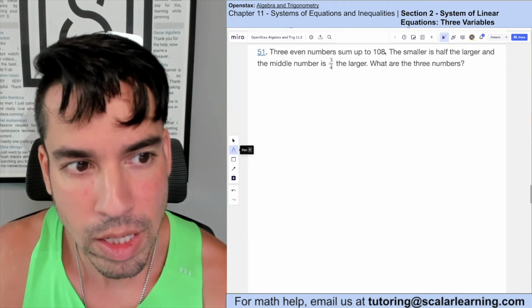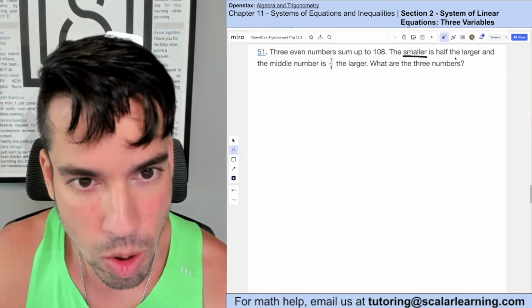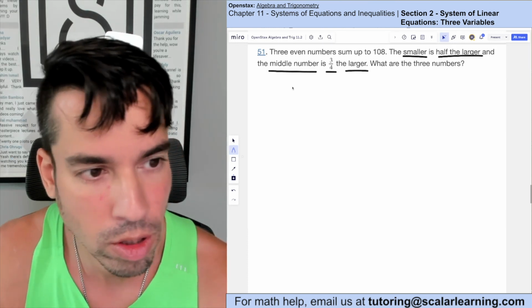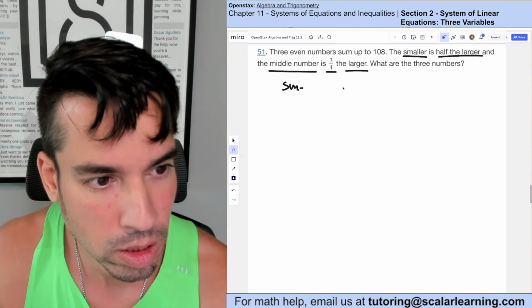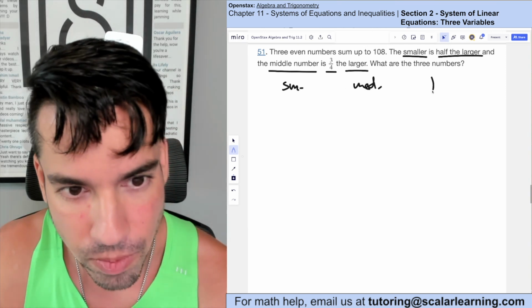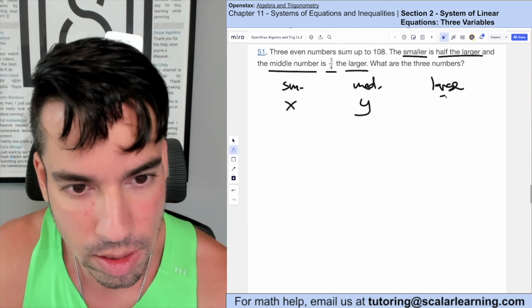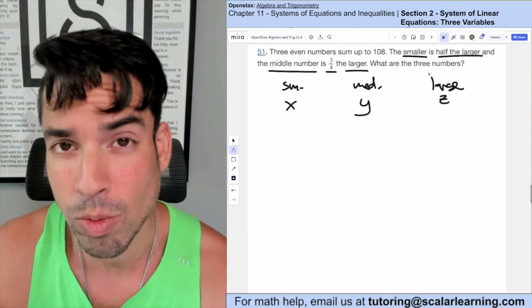Done. Three even numbers sum up to 108. The smaller is half the larger, and the middle is 3/4 of the larger. What are the three numbers? So let's just arbitrarily say small, medium, and large, and I'm going to assign x, y, and z. It's nice to have these labels because it'll help us with the equations.